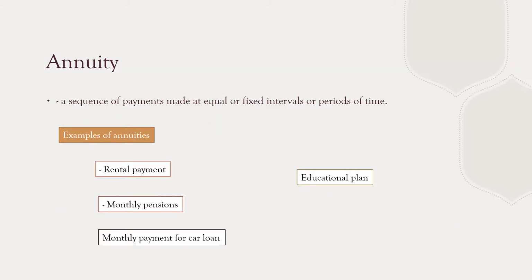So what do we mean by annuity? When we say annuity, it is a sequence of payments made at equal or fixed intervals or period of time. So, ang mga example nito ay rental payment, monthly pensions, monthly payment for car loan, tsaka educational plan. So, ito yung mga hinuhulugan. So, ito yung may mga terms.